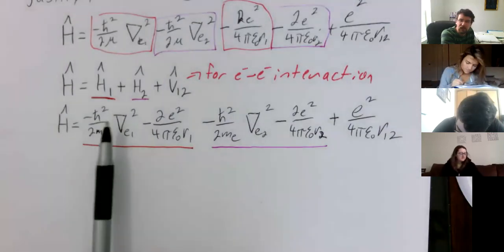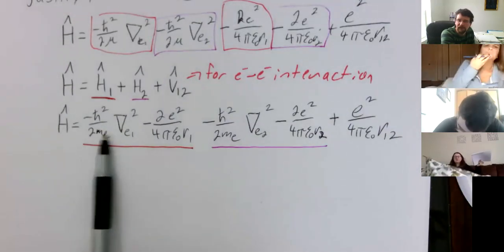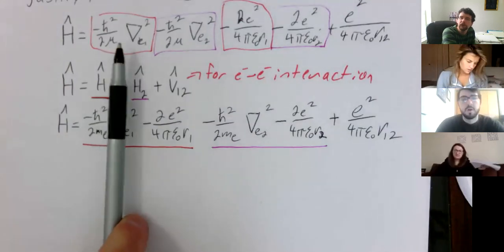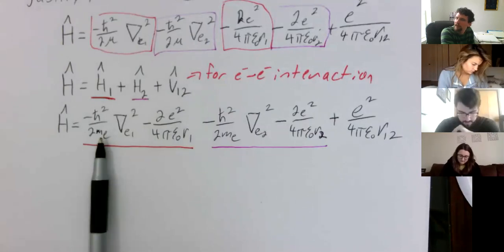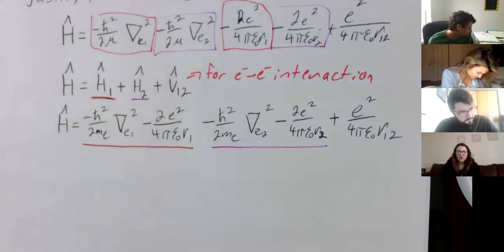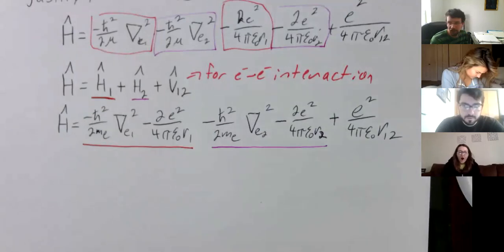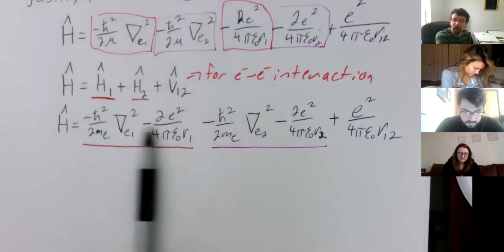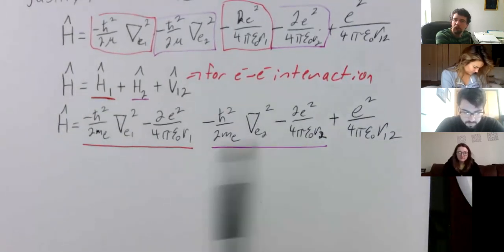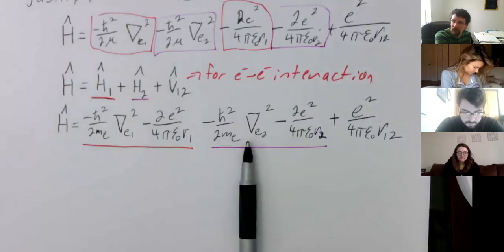One other minor thing has changed: the mass of the electron. If you notice, it was a reduced mass up here. In this case, we have the mass of an electron. So through that orbital approximation, we do that. And if you notice, this is the Hamiltonian of electron number 1. This purple portion is the Hamiltonian of electron number 2. And then we've got the electron-electron interaction.